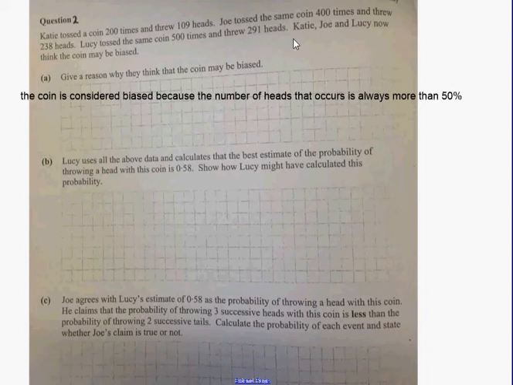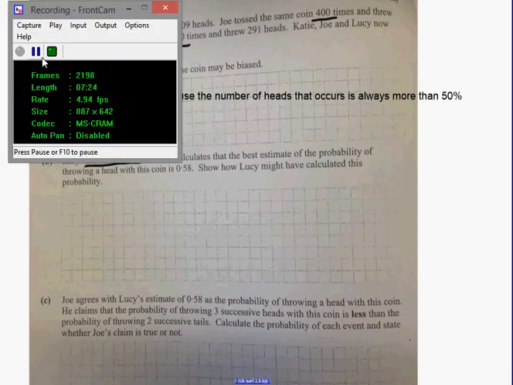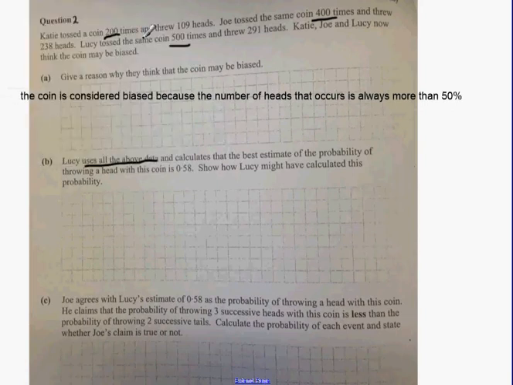Lucy uses all, keyword, all of the above data. What does all of the above data mean? How many times did we throw it then? We threw it 200, the next person threw it 400, and the third person threw it 500. You add them together and you get 1,100. Okay, that's how many times we threw the coin.